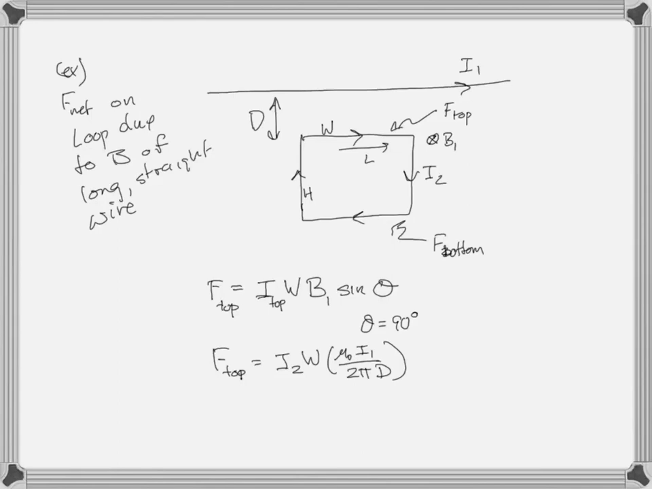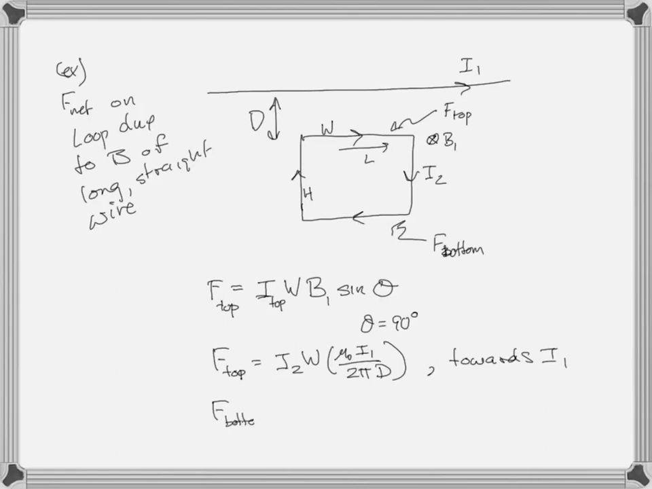What is the direction of the force on the top wire? The direction is, again, L cross B. L is to the right, B is into the page. And so it's attractive because those two currents are in the same direction. It's towards I1.